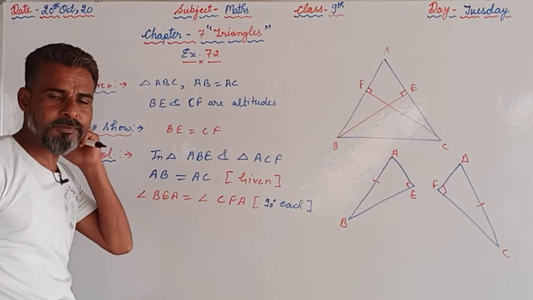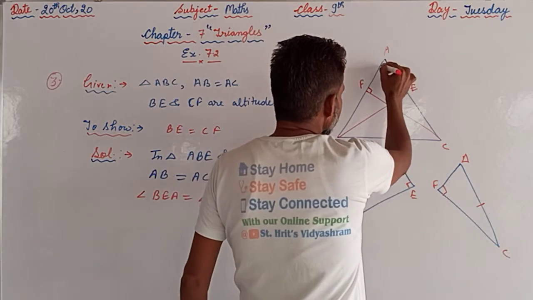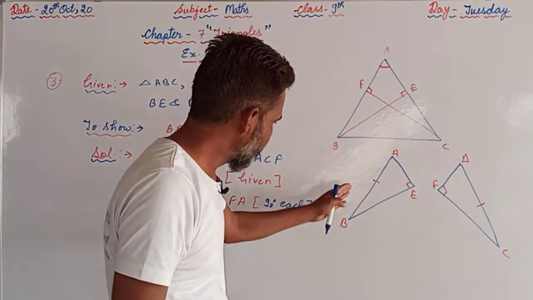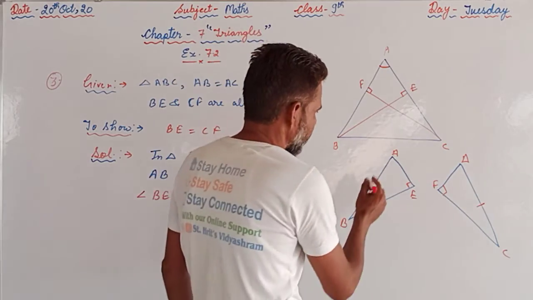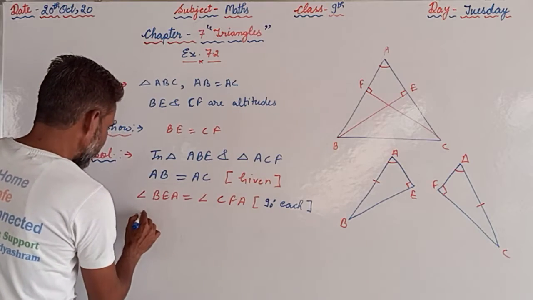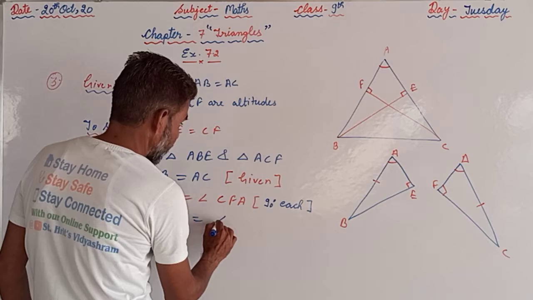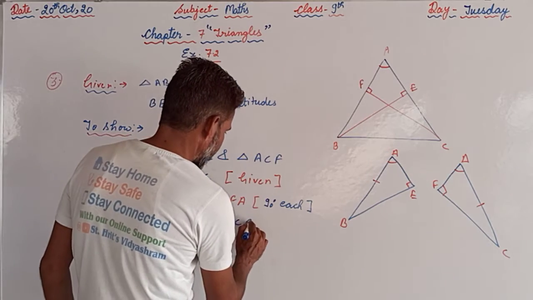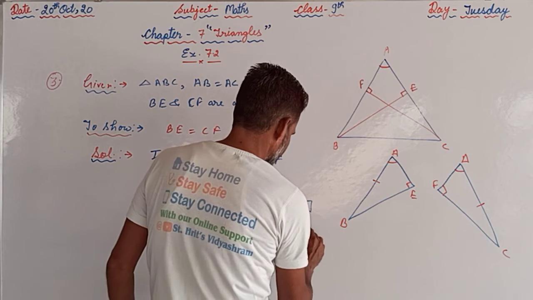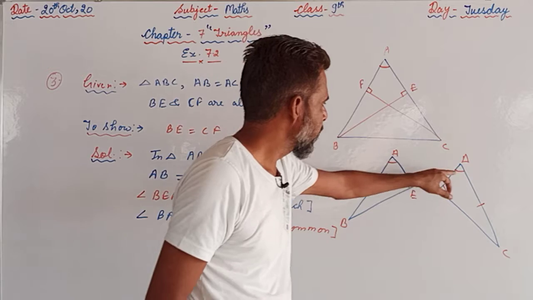Now, two things we got. What will be the third thing? As you can see from here, this angle is common in both the triangles. This is equal to this. So, angle BAE is equal to angle CAF, common. That is common in both the triangles.